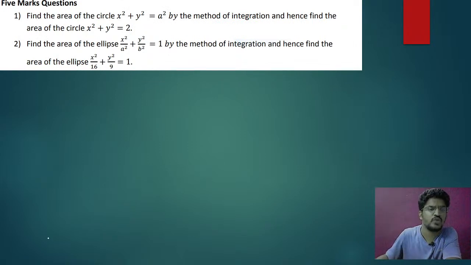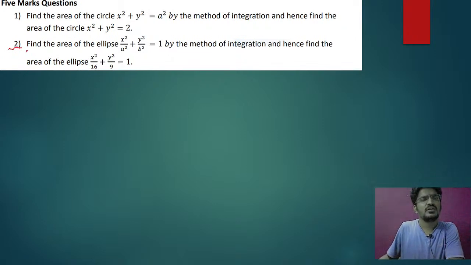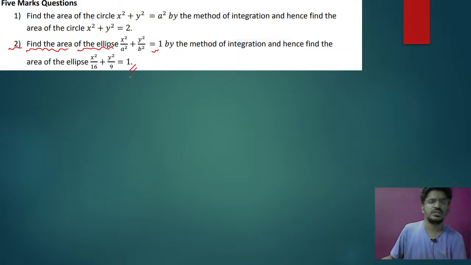And in the same way I can go for problem number 2. Okay. And you see the problem number 2, that is, find the area of the ellipse x square by a square plus y square by b square equal to 1 by the method of integration. Find the area of this. Clear? Okay. Let us simplify this.